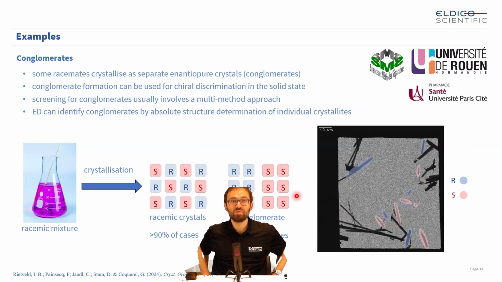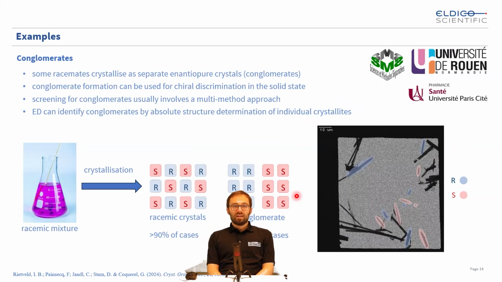Let's go to another example that utilizes one of the additional benefits of electron diffraction, because electron diffraction can also be used for absolute structure determination via dynamical refinement. So the field that we want to apply it to here is conglomerates. As a quick explanation, if we just have a racemic mixture of any compound and we crystallize it, in most cases, we will get such a racemic crystal of both the enantiomers in the same crystal. However, it is also possible that we get separated enantiopure crystals as illustrated here. So this is what people call a conglomerate.